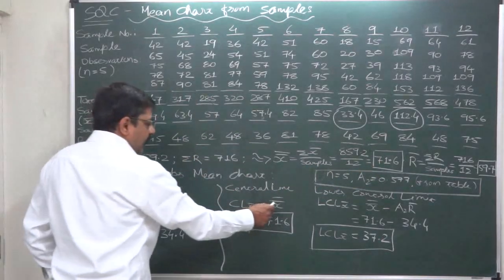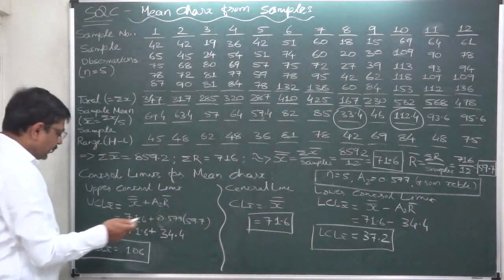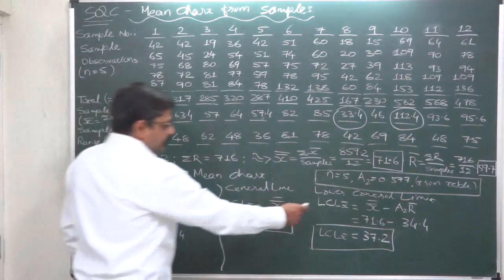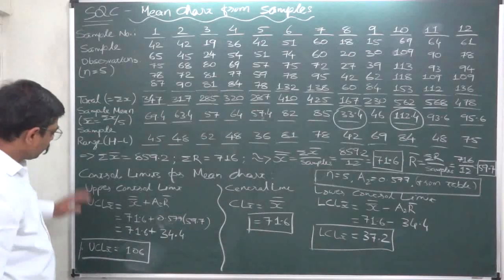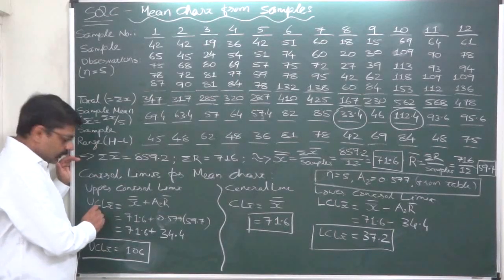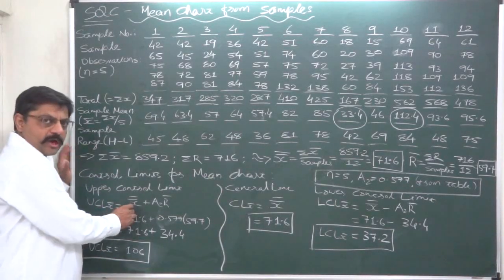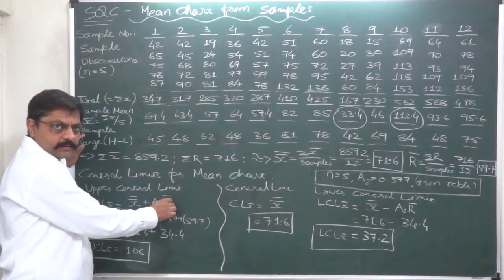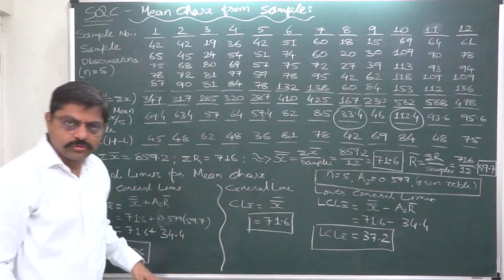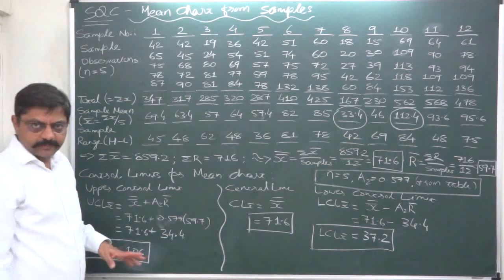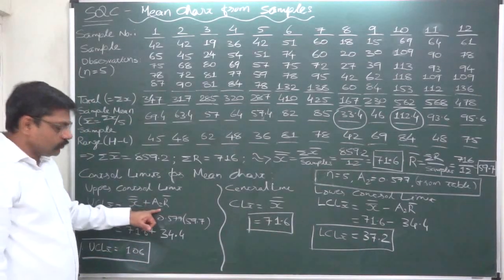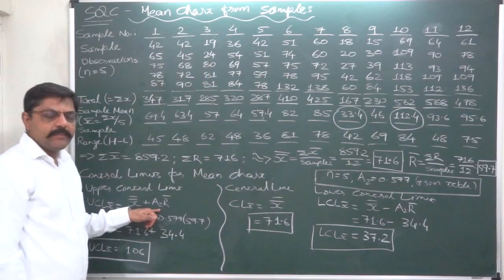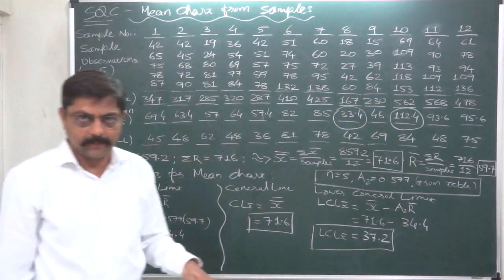Okay, now we have the grand mean, so we can calculate the upper control limit as well as the lower control limit. First we are going to calculate the upper control limit. What is the formula of the upper control limit? Grand mean plus A2 R bar. How to calculate A2 is out of the scope of this chapter. So the value of A2 can be found readily from the table.